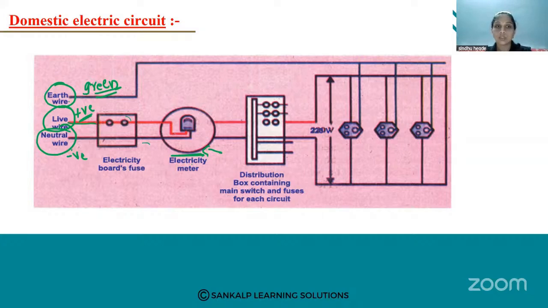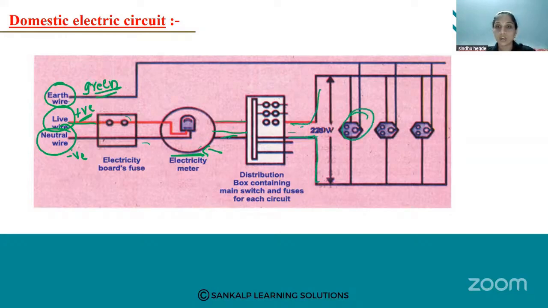Here the live wire and neutral wire are connected to this meter board, and next it is connected to the distribution box. This distribution box contains the main switch, some fuses and some other circuit components. Next, the live wire and neutral wire are further connected to further components.